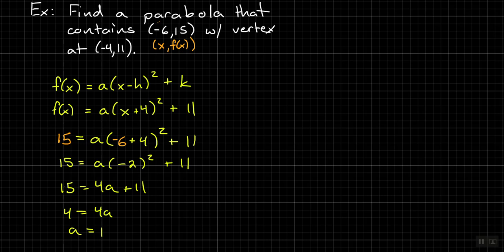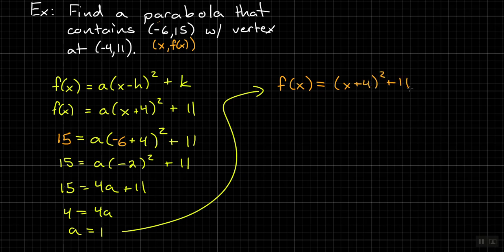What were we asked? We're supposed to find the parabola. We just found A. It'd be a shame if we didn't get it because we just didn't take this last little step. This function is f of x equals 1, I'm not even going to write it, you can if you want to, x plus 4 squared plus 11. We're done. Easy peasy.